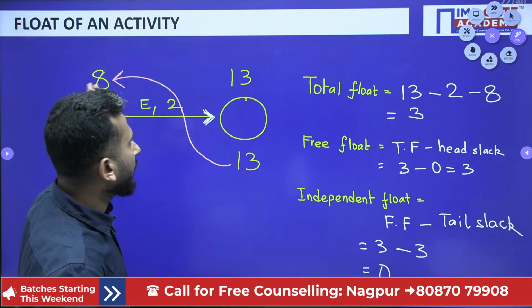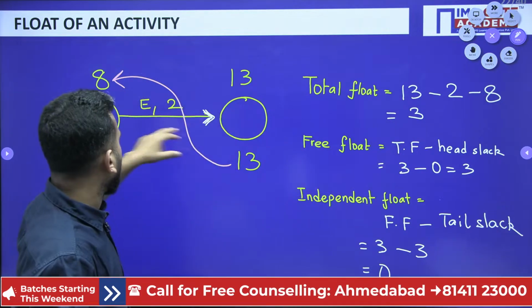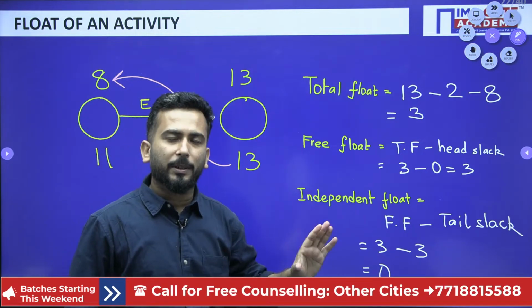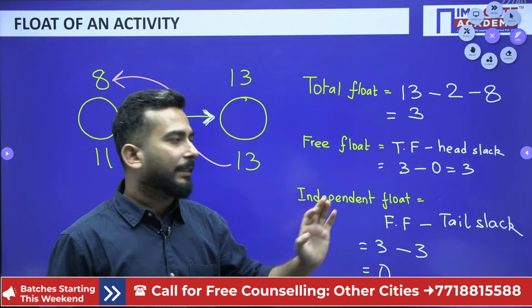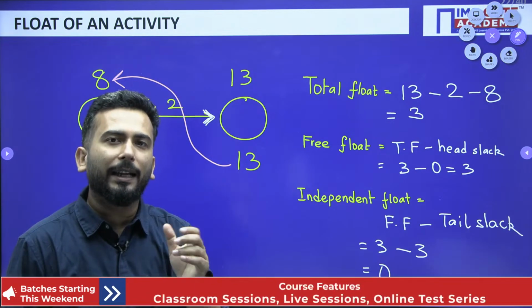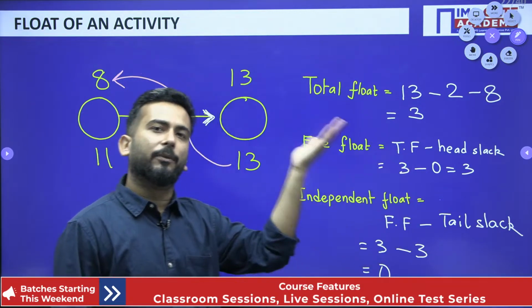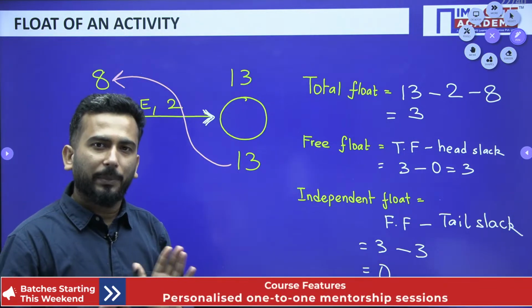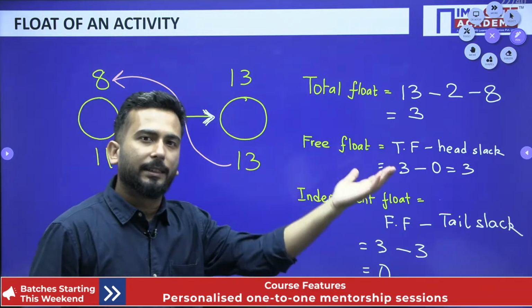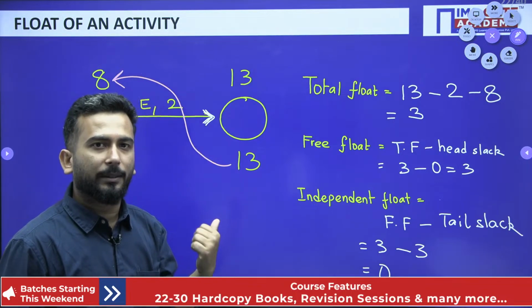Total float, you just draw this. Total float you got. Free float, matlab total float minus head slack, done, and independent float. Now what are free float and independent float representing? You just have to remember that these represent by how many days you can delay an activity without affecting the successor activities and without affecting the predecessor activities. As simple as that. Without affecting the successor, which is after that particular activity, and without affecting the previous activities.